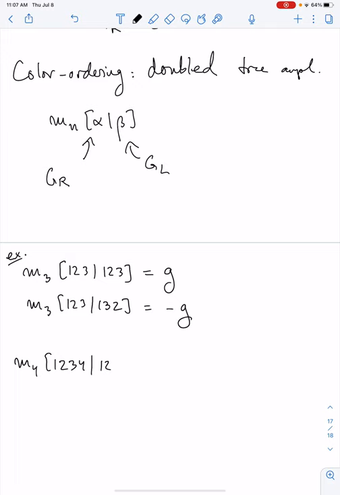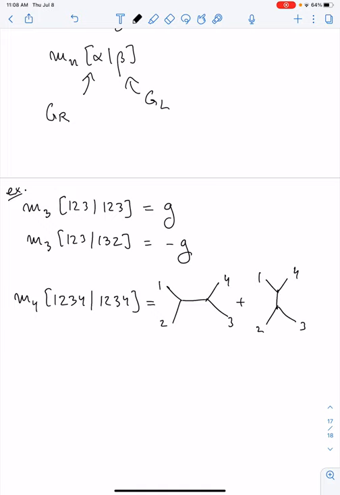So if I pick the orderings to be the same, it's just like calculating color ordered amplitudes that we have seen before. So I have 1, 2, 3, 4, 1, 2, 3, 4. And there are no contact terms, there's no four particle interactions, so this simply gives G squared divided by S plus G squared divided by U.